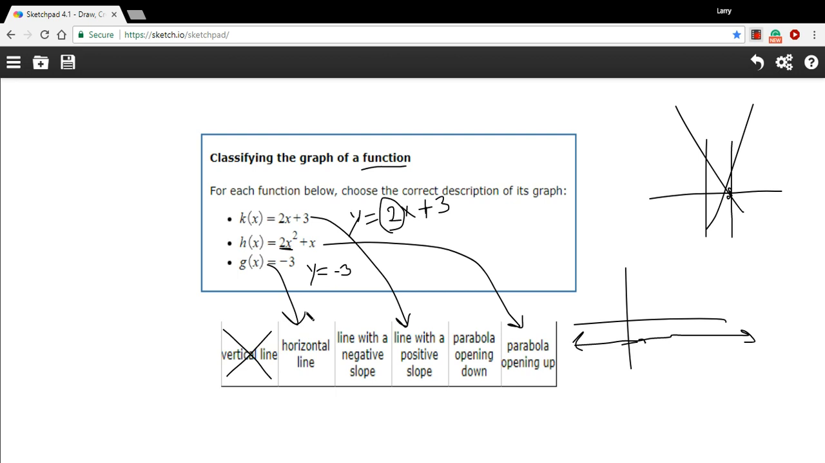That's a little bit of work with classifying the graphs of functions.